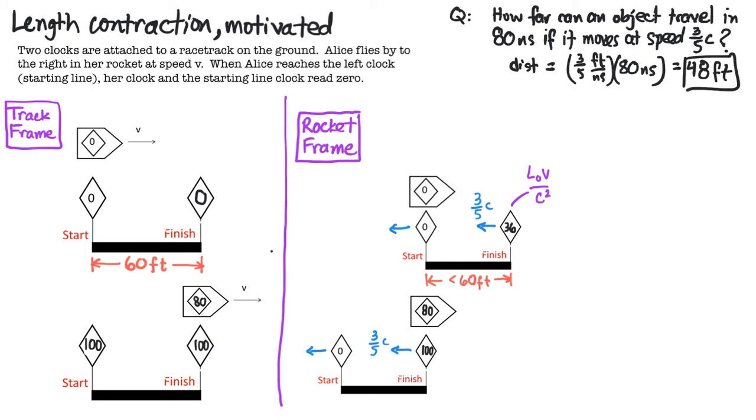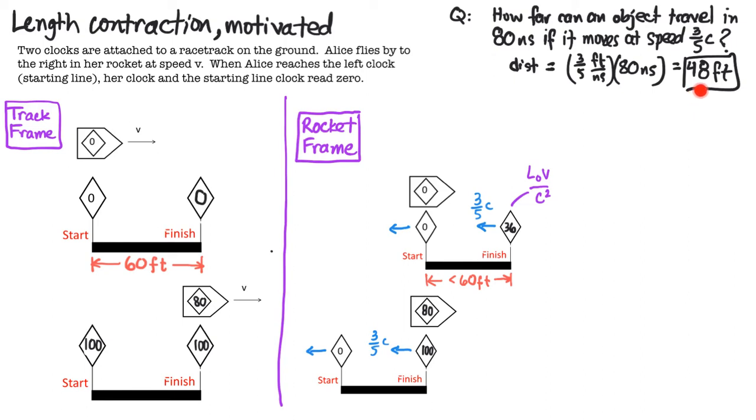Okay, so any object that's traveling at a speed of 3/5 c for 80 nanoseconds will travel 48 feet. But here's an object, the finish line clock, that's traveling at 3/5 c. And between these two diagrams, it's traveling at that speed for 80 nanoseconds. Right? So there's no way that the finish line clock can travel 60 feet in 80 nanoseconds given its speed. It can only travel 48 feet.